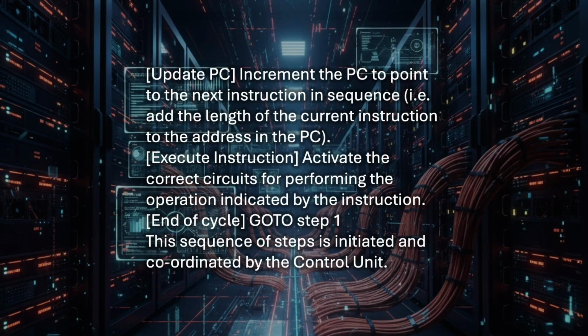Update PC: increment the program counter to point to the next instruction in sequence, that is, add the length of the current instruction to the address in the program counter. Execute instruction: activate the correct circuits for performing the operation indicated by the instruction. End of cycle: go to step 1 and repeat the cycle. This sequence of steps is initiated and coordinated by the control unit.